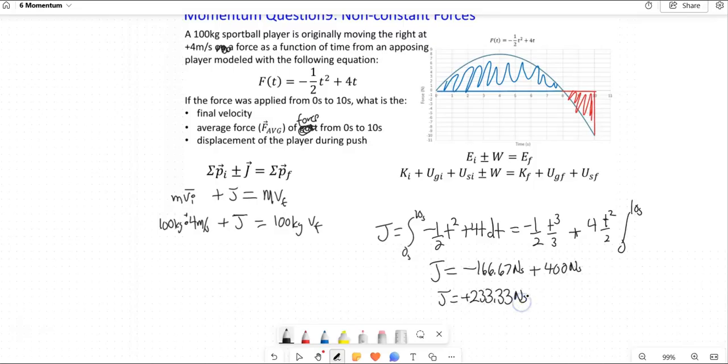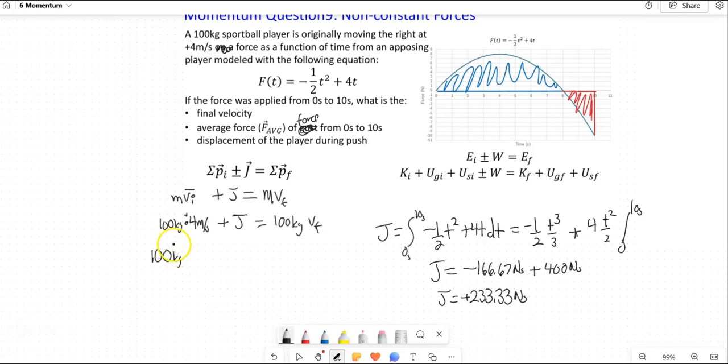Newton seconds. And so you could see from this problem, this blue part is this 400 Newton seconds, and the red part is going to be this part right here. Okay, I'm pretty sure that's the case, but now we could just plug that right in right here to find the final velocity.